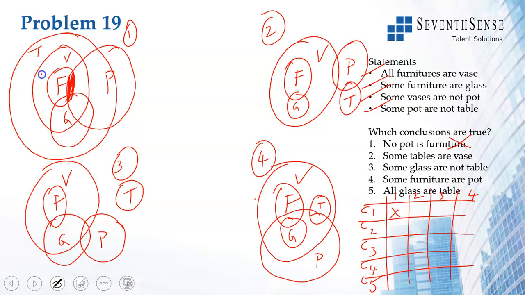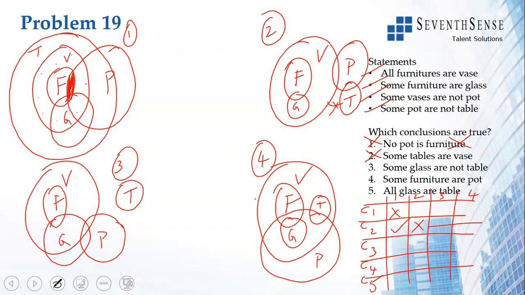Some tables are vases. In the first diagram it is true. Some tables are vases is true. But in the second diagram, some tables are vases is not true. No table is a vase in the second diagram. So I get a cross. The moment I get a cross, I don't have to look further. This conclusion is also false.